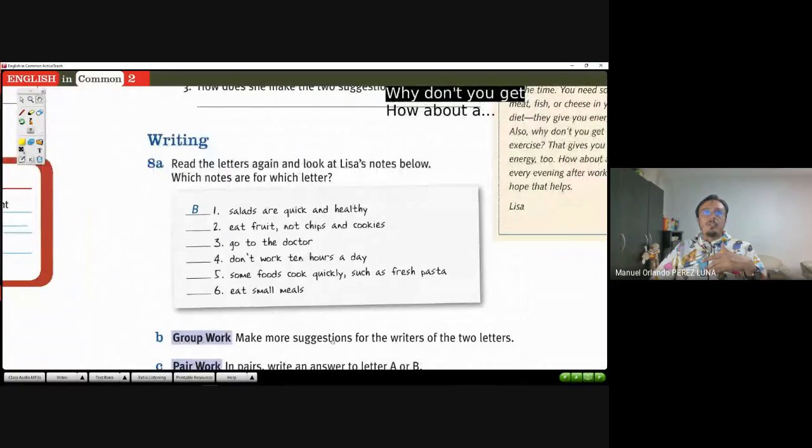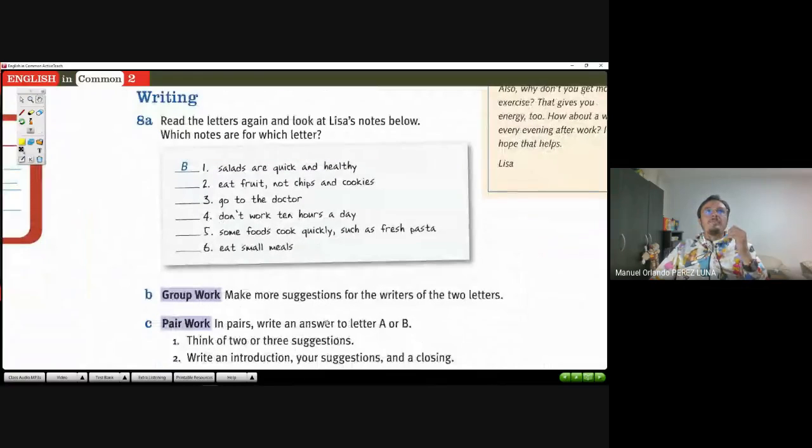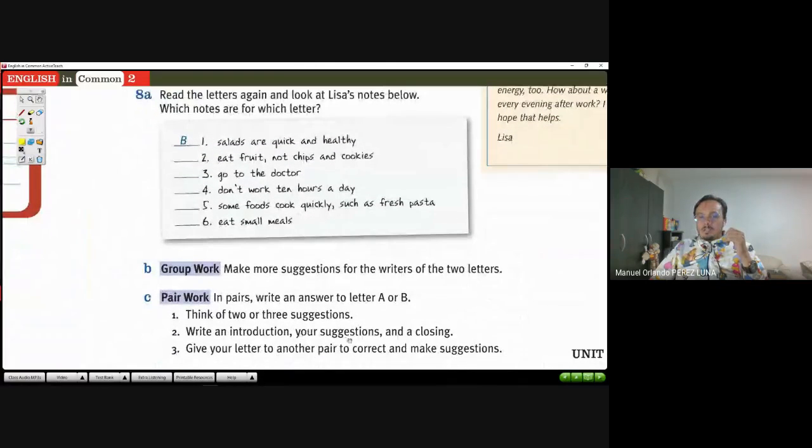¿Cuál es por cuál? Okay, now this is going to be individual. Este va a ser individual. Aquí dicen parejas, pero vamos a hacer individual. Okay, so pay attention. What you are going to do.